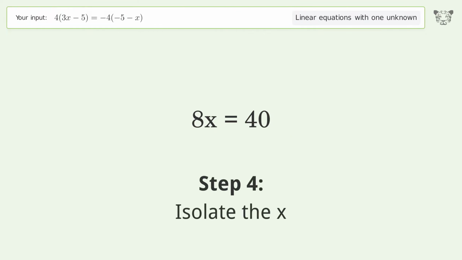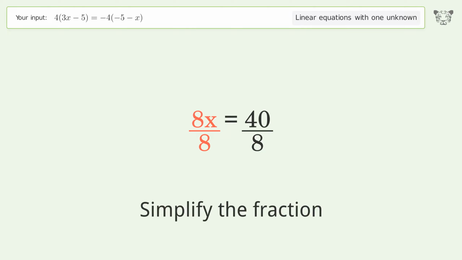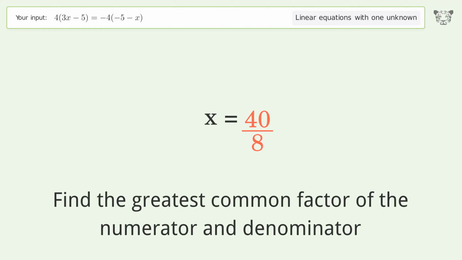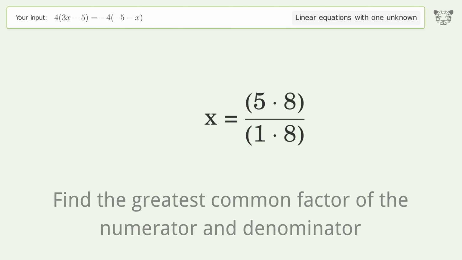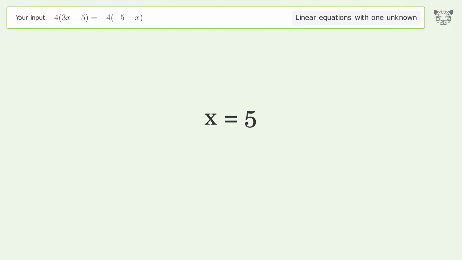Isolate the x. Divide both sides by 8. Simplify the fraction. Find the greatest common factor of the numerator and denominator. Factor out and cancel the greatest common factor. And so the final result is x equals 5.